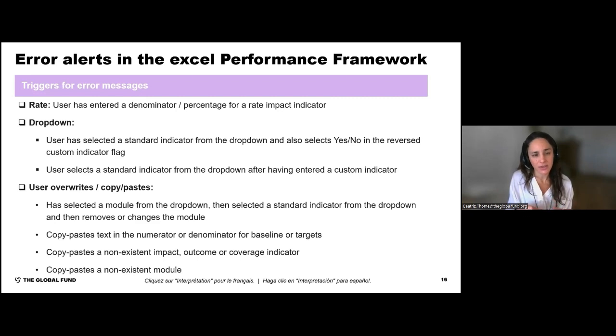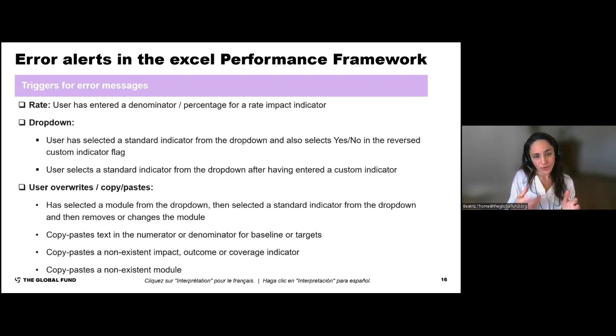In terms of the drop-down menu, the cells that already have a drop-down menu as a feature: say that the user has selected a standard indicator from the drop-down and then tries to check yes or no in the reverse custom indicator. This will raise a red flag because you cannot have a standard and a custom indicator in the same line. So this will pop up an error message.